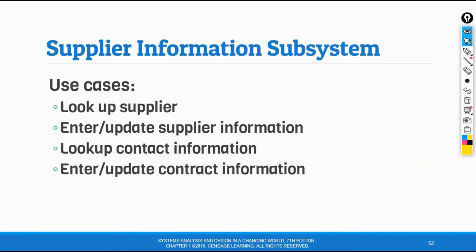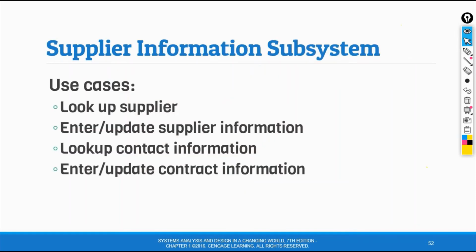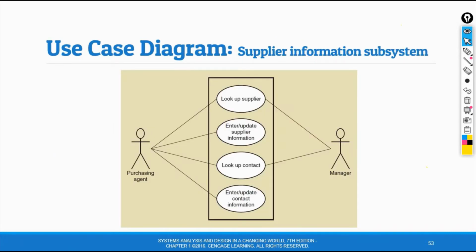So we begin this process with a use case diagram, which is another way to illustrate the use cases that have been identified. As you can remember, we have identified 4 use cases for the supplier information subsystem. And this is the use case diagram for that. So this shows 4 use cases as ovals and the 2 users as stick figures. So the lines connecting users and use cases show who uses the system for the use case.